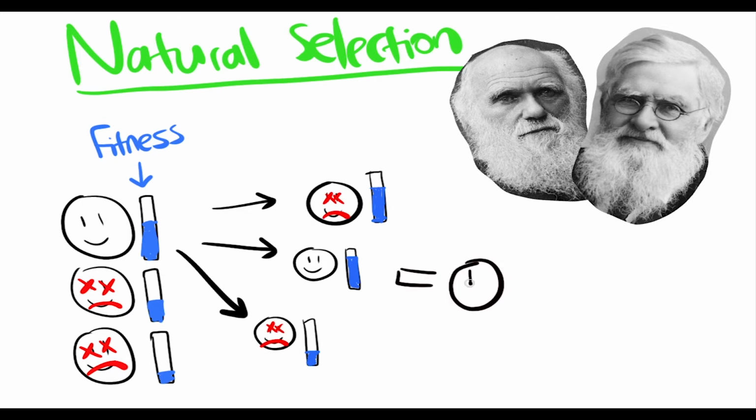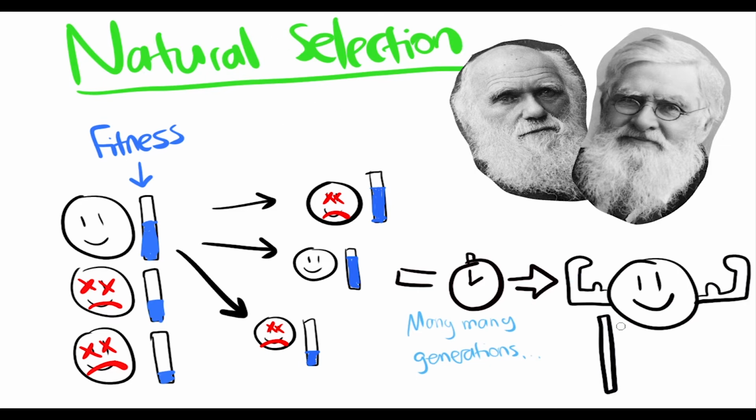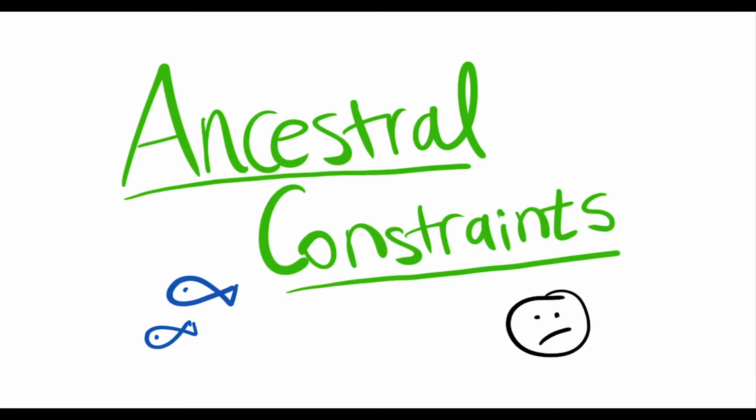So then, by that logic, one would think that we have evolved to the point where we don't have flaws anymore. But that's still not the case, thanks to our fish ancestors. Today, we'll be talking about ancestral constraints and what they are.